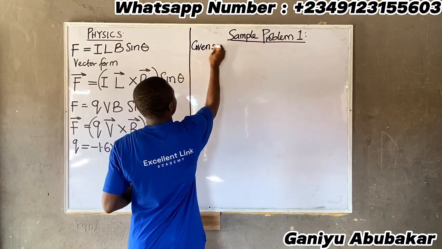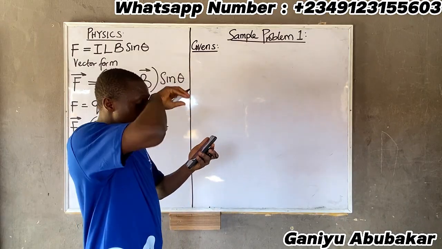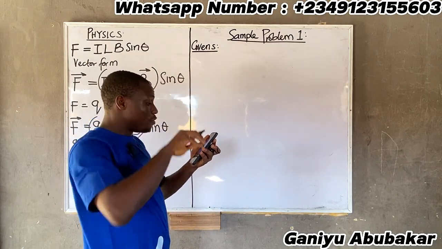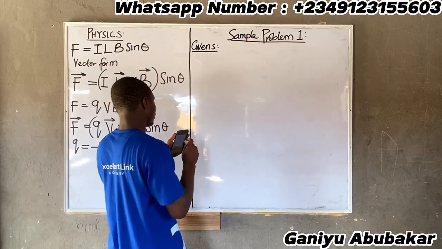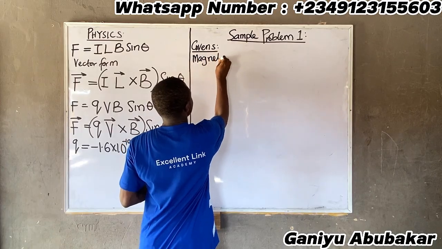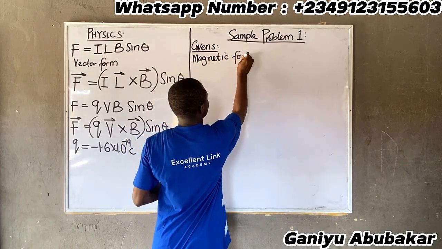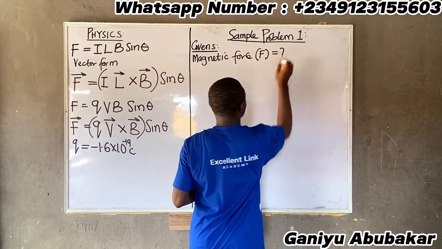All right. So it says find the magnitude of the magnetic force. So I'm looking for F. Of course, magnetic force, that's the F. So we are looking for F.